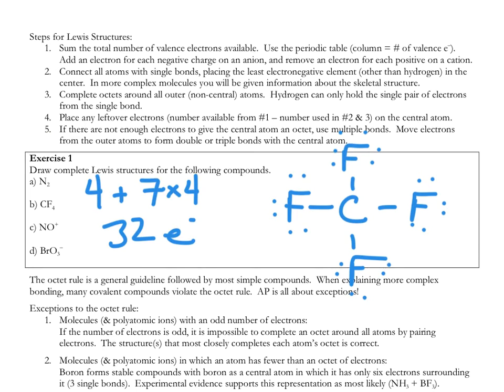So step 4, I don't have any leftover electrons. I count, does everything have what it needs? Octet, octet, octet, octet. Carbon has 2, 4, 6, 8. So that's the correct and complete Lewis structure. So I'm all done.